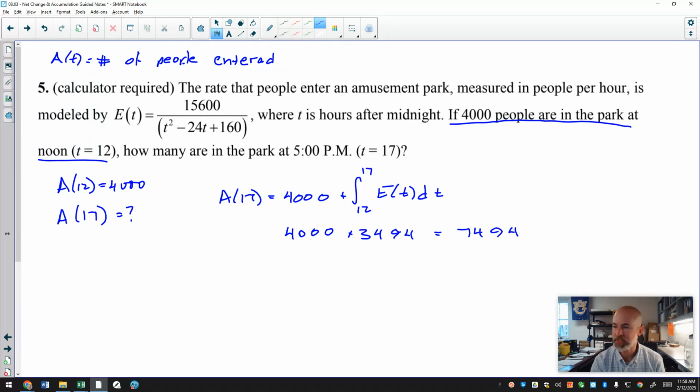And again, slight mistake in how I worded this one. I should have been more clear about people entering the park because people could be leaving theoretically. But there is the spirit of that question, and I am done with net change theorem.